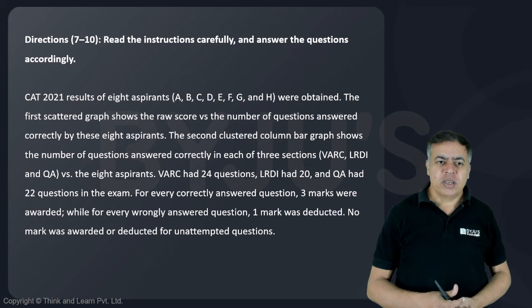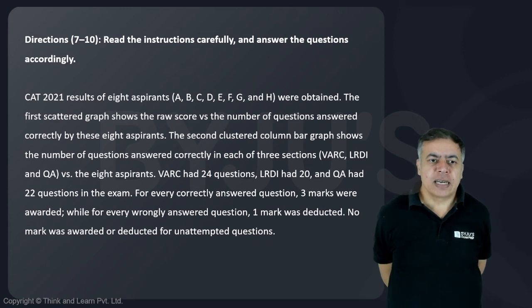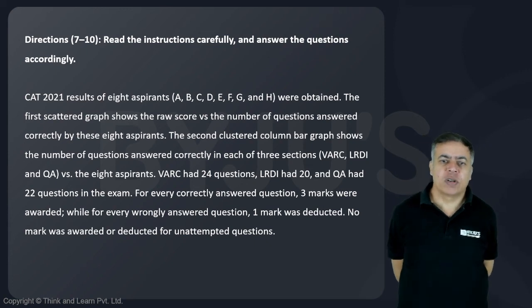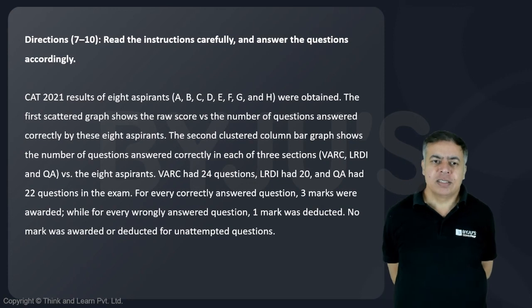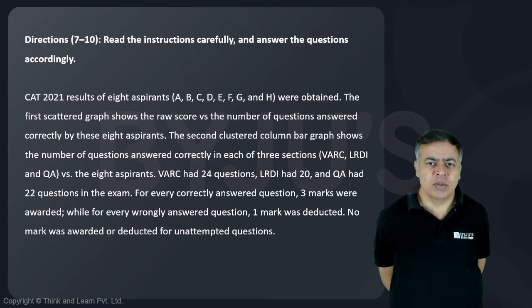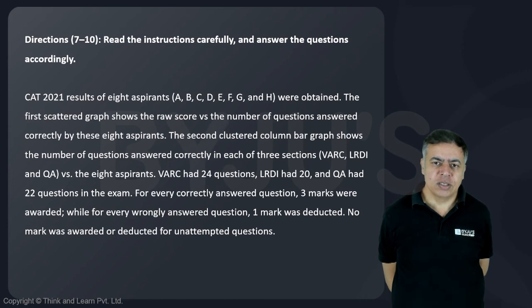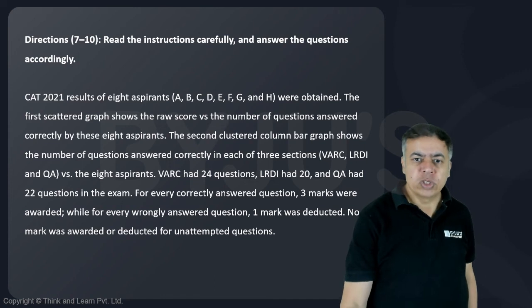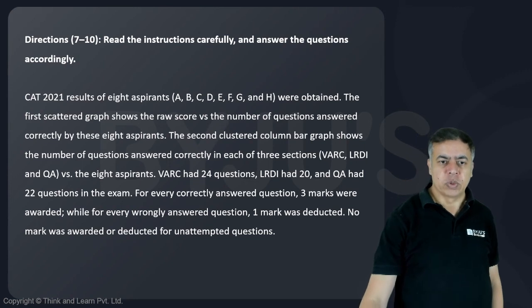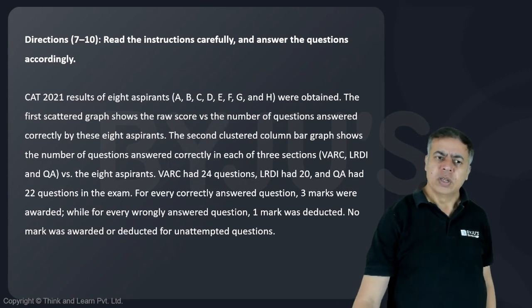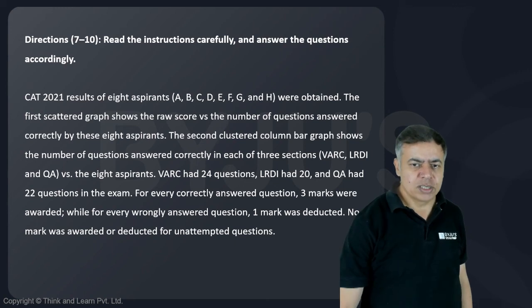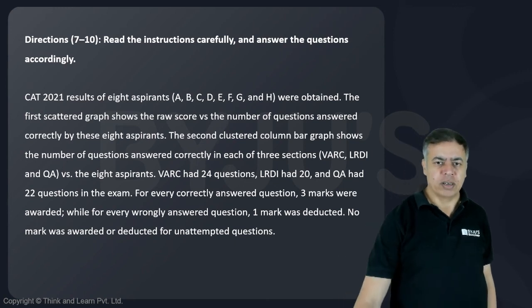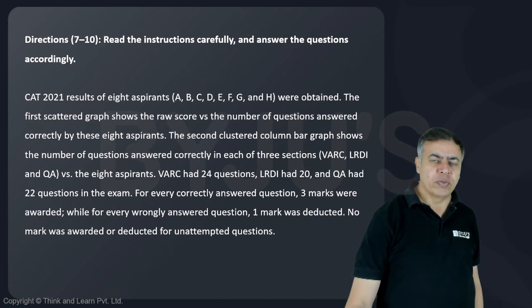Here you can see the first scattered graph shows the raw score versus the number of questions answered correctly by these 8 aspirants. The second clustered column bar graph shows the number of questions answered correctly in each of the 3 sections: VARC, LRDI, Quant. VARC has 24 questions, LRDI 20, and Quant had 22 questions. So 24, 20, 22, actually the CAT 2021 pattern. Correct answer 3 marks and wrong answer -1. 1 mark was deducted, and no mark was awarded or deducted for unattempted.